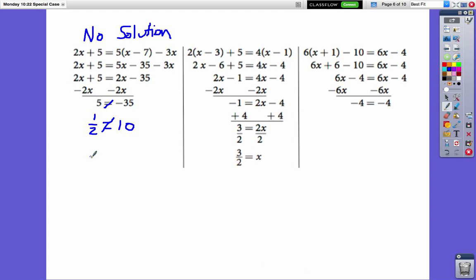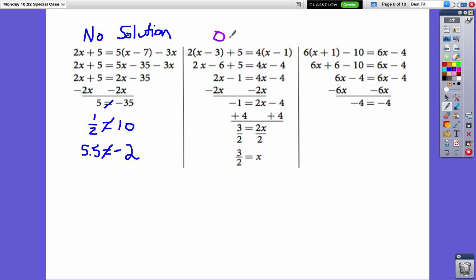If you solve an equation and you end up with something like 5.5 is equal to -2, that is also an example of an equation that has no solution. So whenever you get to 2 numbers that do not equal each other, that is no solution.